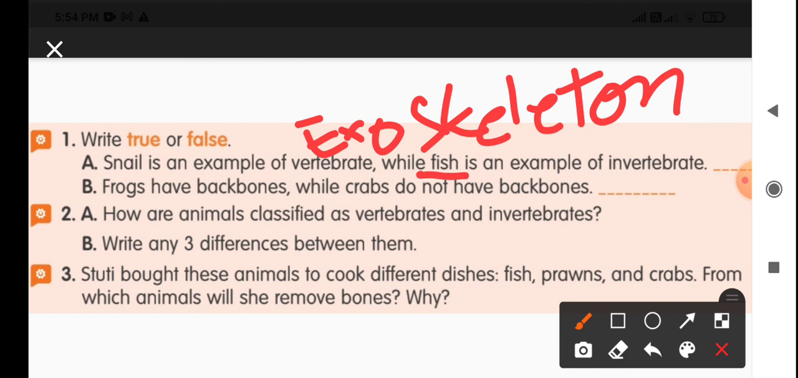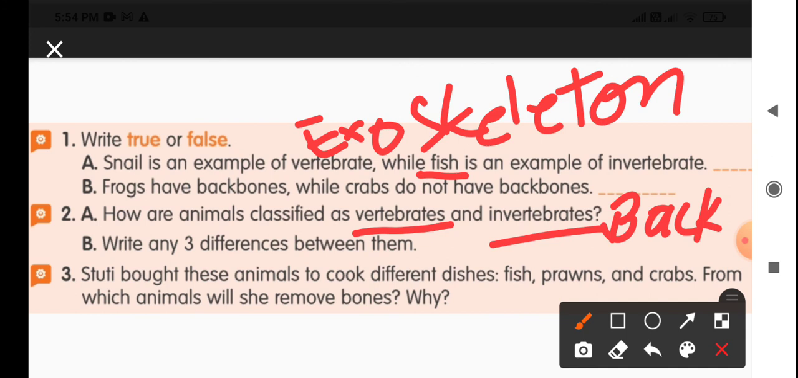Next one: how are animals classified as vertebrates and invertebrates? Based on their backbone. This is just a hint for you, children. You write your own answer. Write the differences between vertebrates and invertebrates. Any three differences you write.